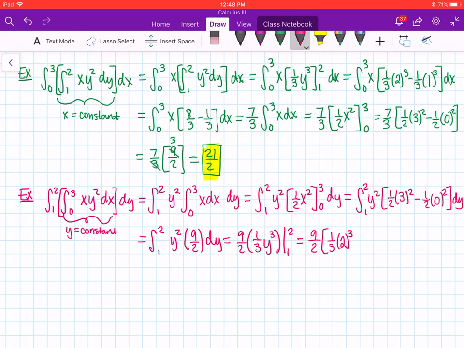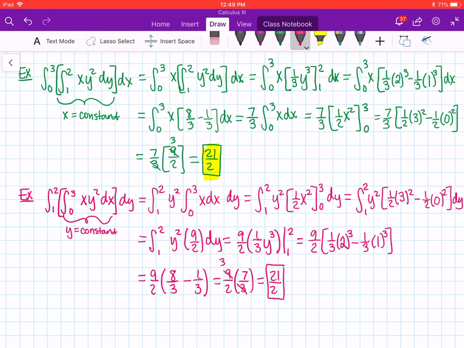So we got 2 cubed, and then we subtract what we get when we substitute in 1. Okay, so finishing it up here, we get 9/2 times 8/3 minus 1/3, which simplifies to 7/3, and then we have 21 over 2. And look, we get the same exact thing. And that's where we're going to start in the next video.